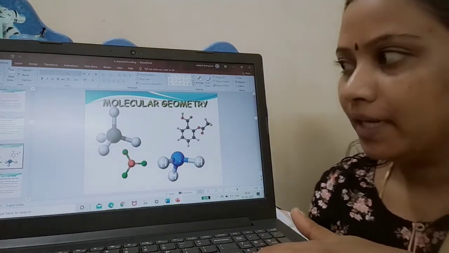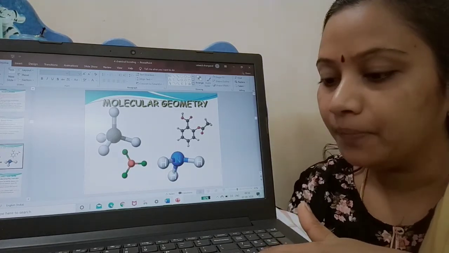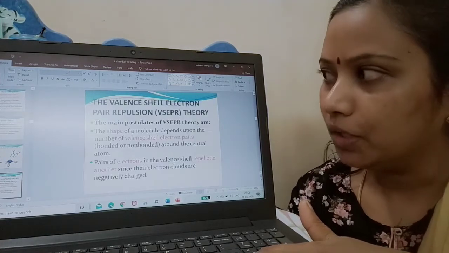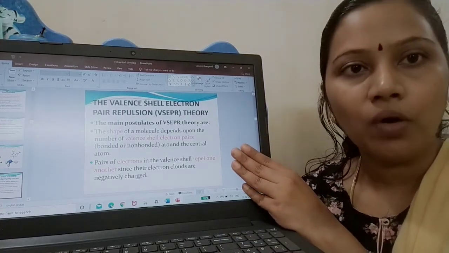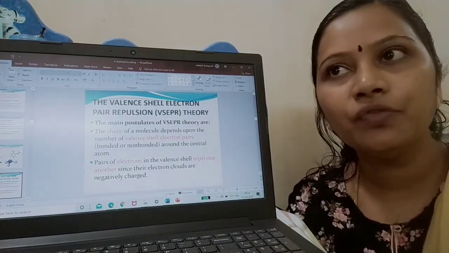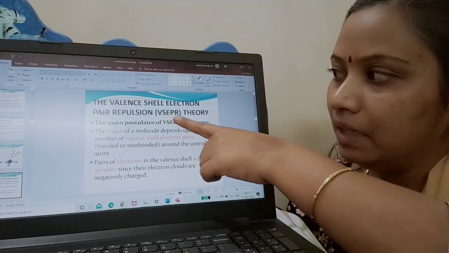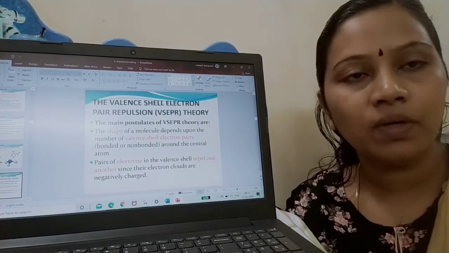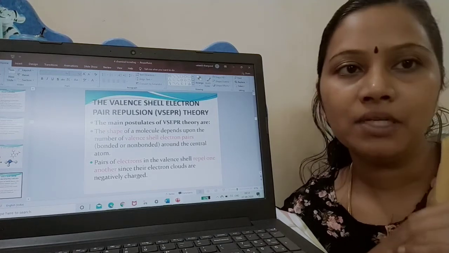Now we are moving to the next topic, that is molecular geometry. What is this? This is molecular geometry. How will you predict the geometry of a particular compound or a particular element or a molecule? Now, to predict the molecular geometry of an atom or molecule, we have our VSEPR theory. What is the abbreviation of VSEPR theory? Valence shell electron pair repulsion theory.